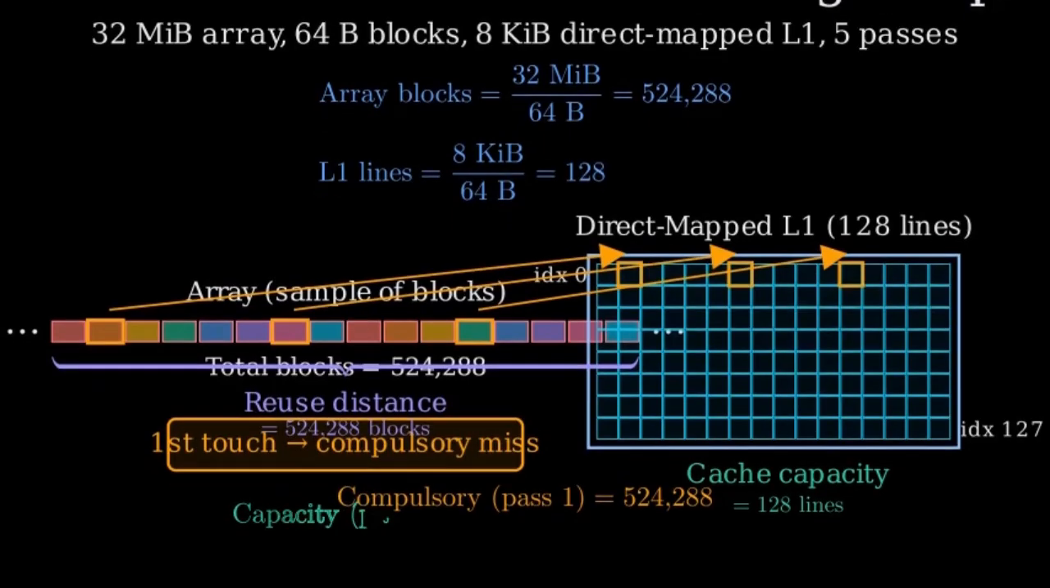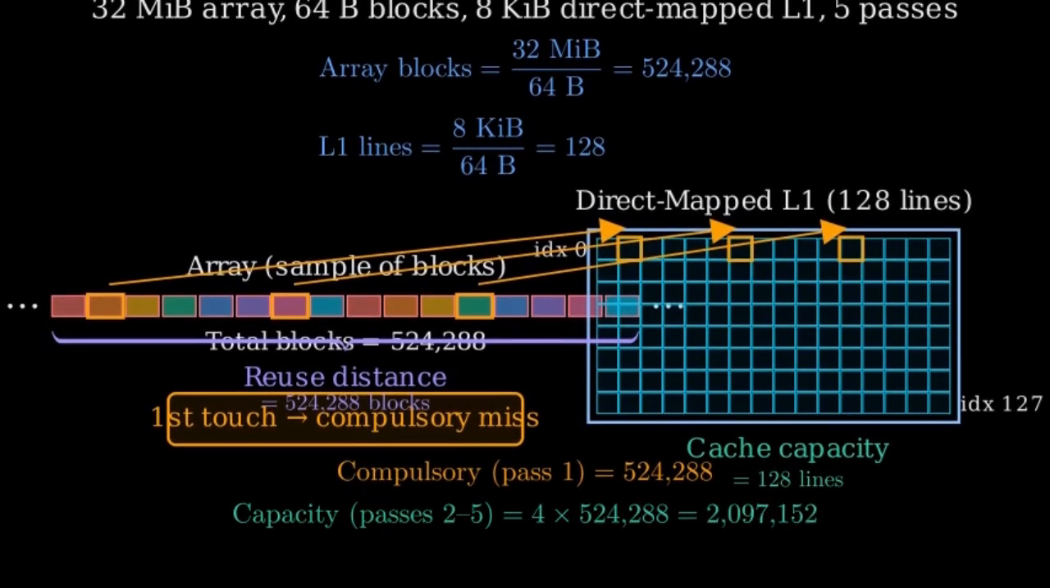By the time we return to any particular block, we have streamed through the entire array. The reuse distance is 524,288 blocks, but the cache holds only 128 lines. That block cannot still be resident. So every access in passes 2 through 5 misses due to capacity.